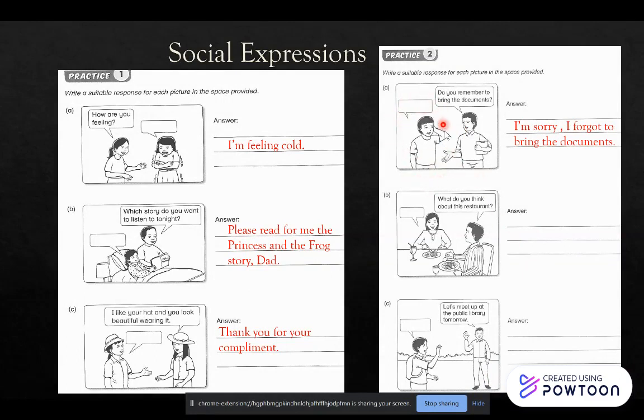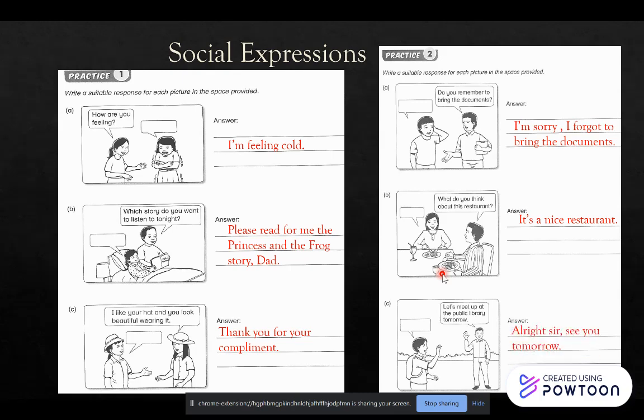Because this boy is, what is he doing? He's scratching his head. So most probably his gestures are telling us that he did not remember to bring the document. Okay, what do you think about this restaurant? First person speaking, second person. So what kind of reply would you give? It would normally be a polite answer. So teacher gave here, it's a nice restaurant. You can also say it's a good restaurant, it's an excellent restaurant. I love it here. It's a lovely restaurant. You can give so many other examples here.